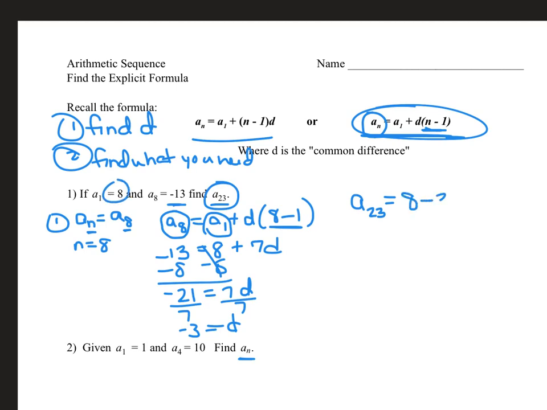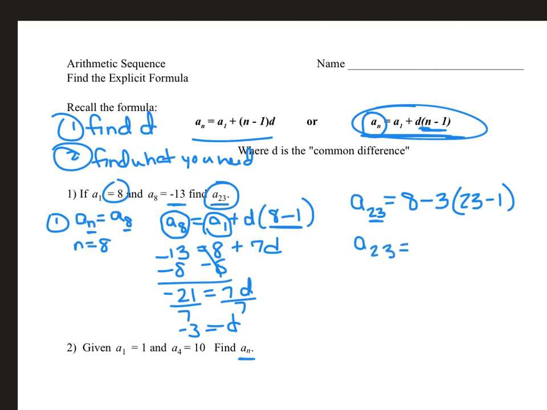My common difference is negative 3. But my n is an n here. It's 23. So if I was finding the explicit formula, I would leave an n there, but I'm not. So I'm just going to plug 23 in. Okay? And then we just do the math.